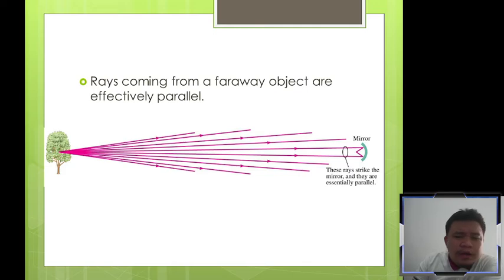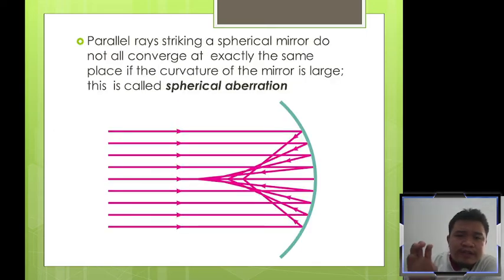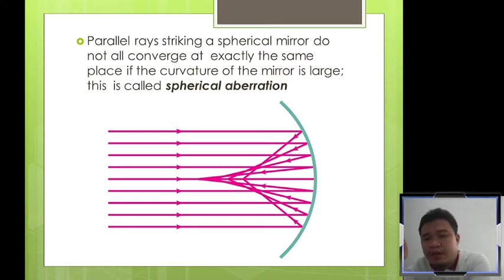Now if we observe rays coming from a very far away object, we will see that these rays are effectively parallel when they hit the surface of our spherical mirror, whether it's a concave or a convex mirror. These rays strike the mirror and they are essentially parallel. Now, parallel rays striking a spherical mirror do not converge at exactly the same place if the curvature of the mirror is large.